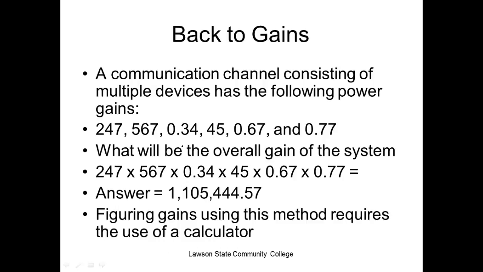I think we already looked at this. No, this is the communication channel that consists of multiple devices, has the following power gains. So you can see when you come up and look at this, the answer is 1,105,444.53.